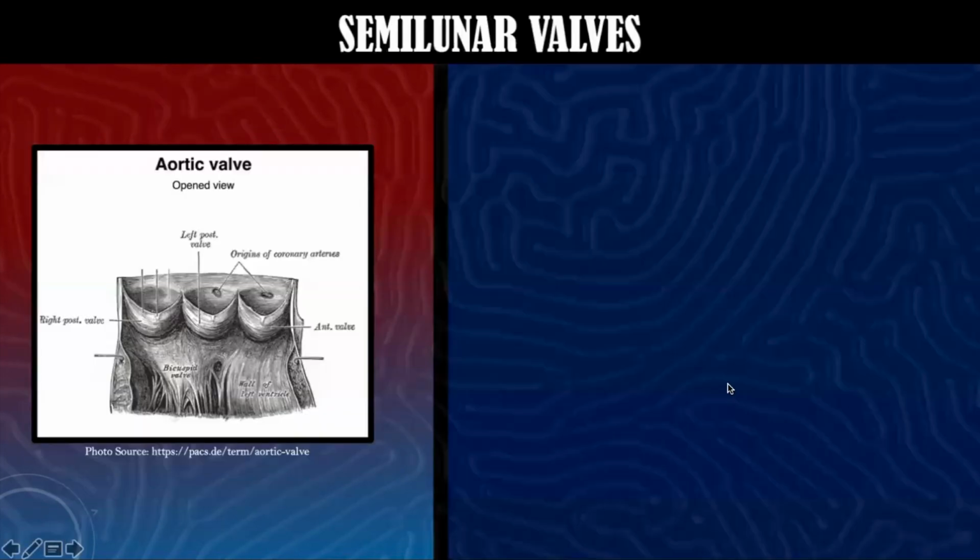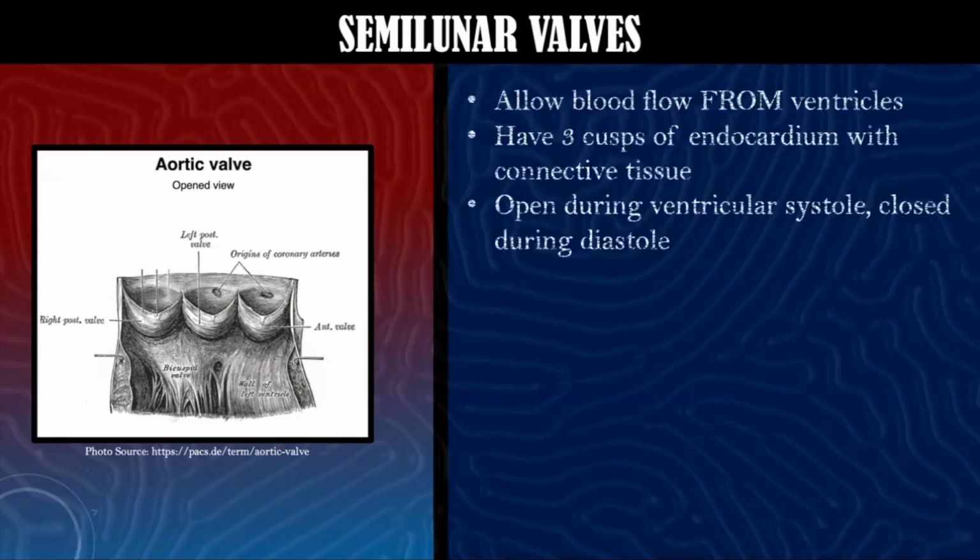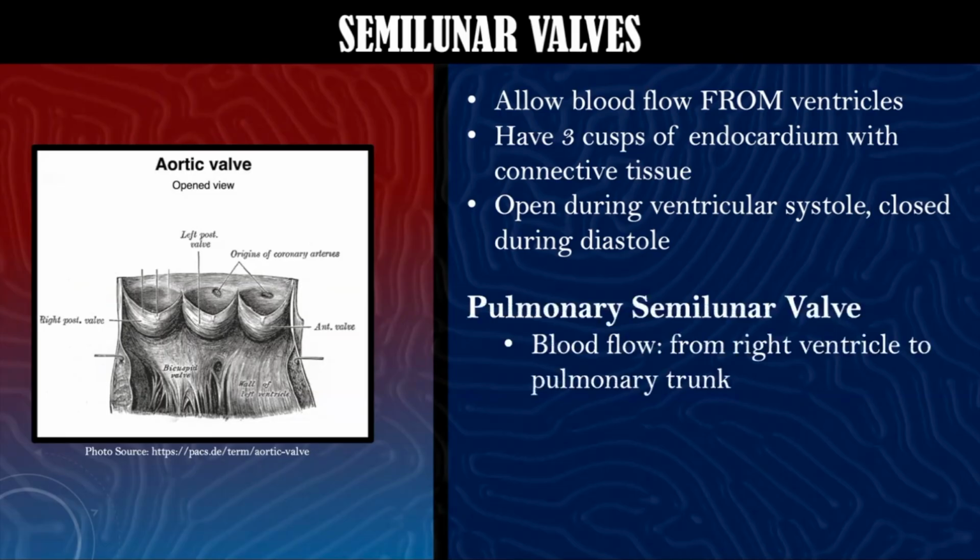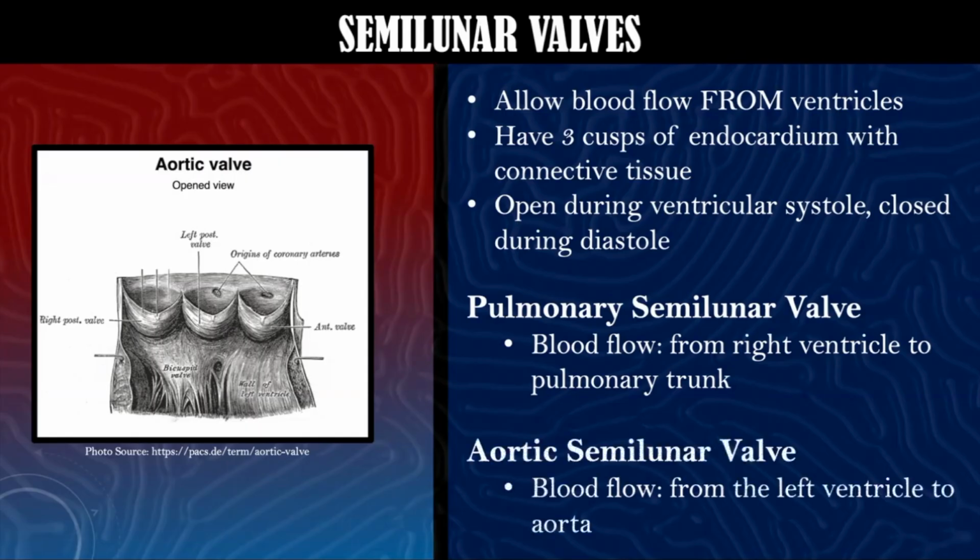Let's talk about the semilunar valves. These allow blood flow from the ventricles out to either the body or the lungs, and they have 3 cusps of endocardium with connective tissue. They're open during ventricular systole and closed during diastole. So there's 2 of them. We have the pulmonary semilunar valve, which allows blood flow from the right ventricle to the pulmonary trunk out through the pulmonary arteries. And then the aortic semilunar valve, which allows blood flow from the left ventricle to the aorta.